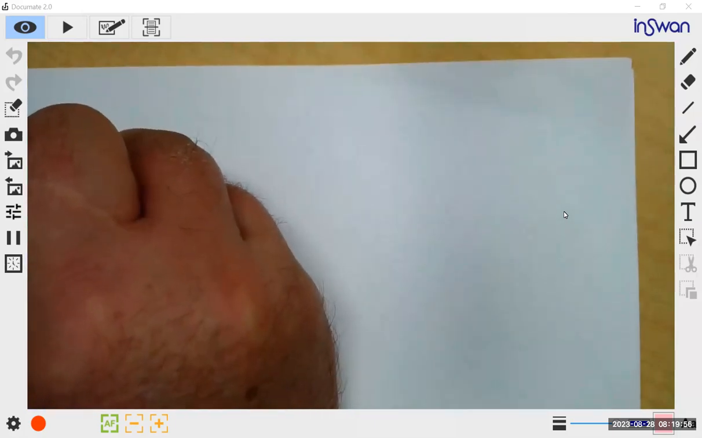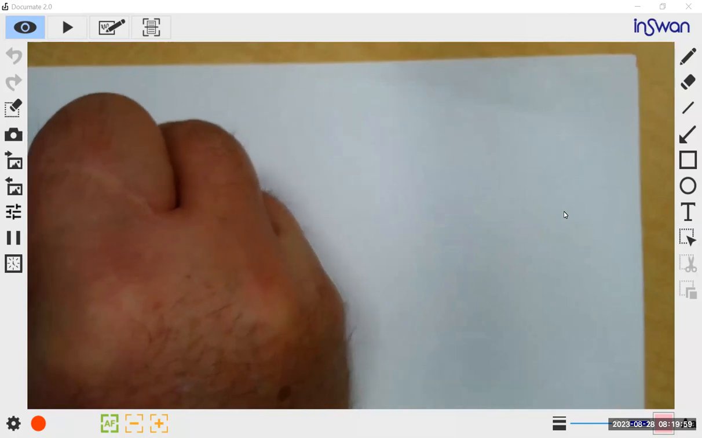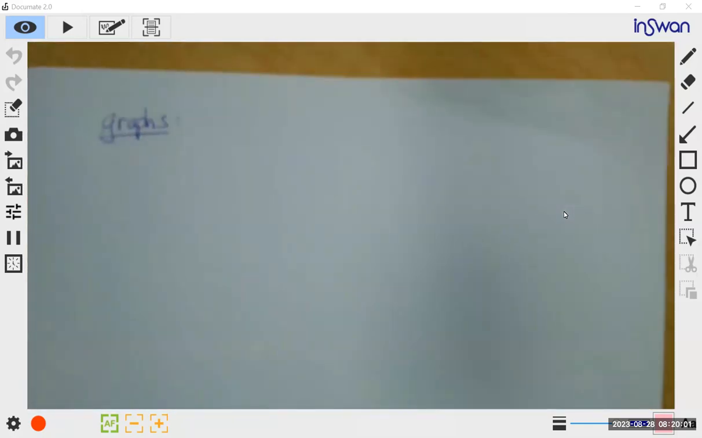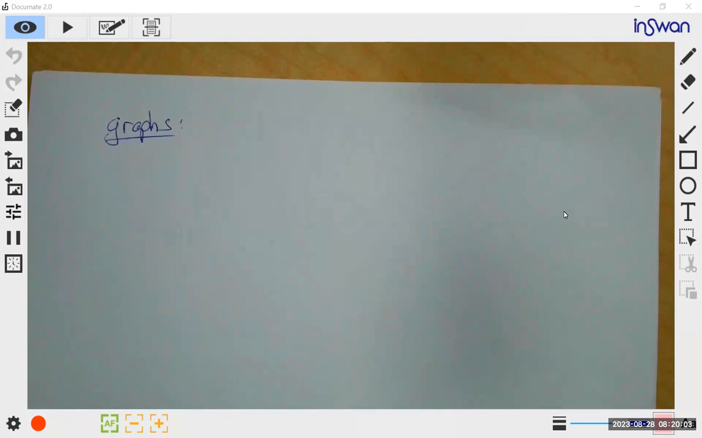In the beginning, we're going to talk about graphs. In the beginning, what kind of graph did you learn? What was the very first graph you learned?